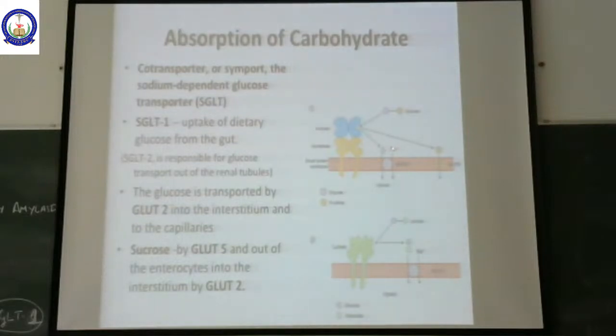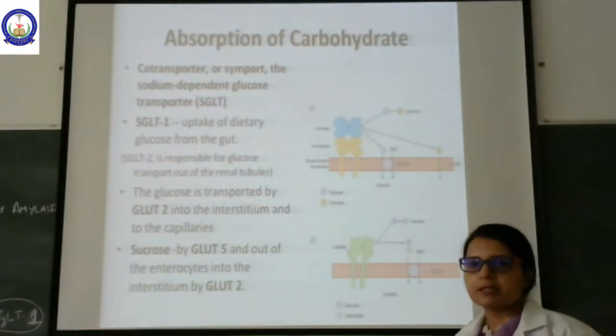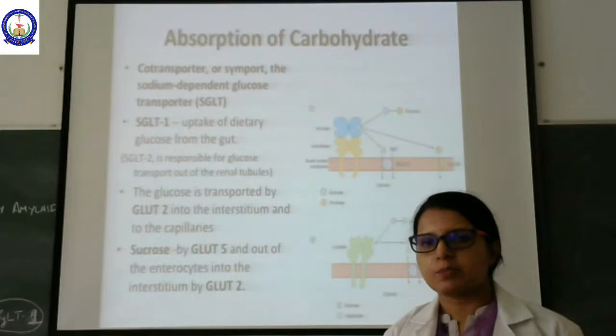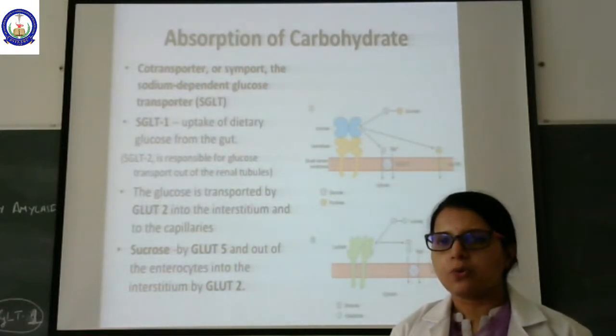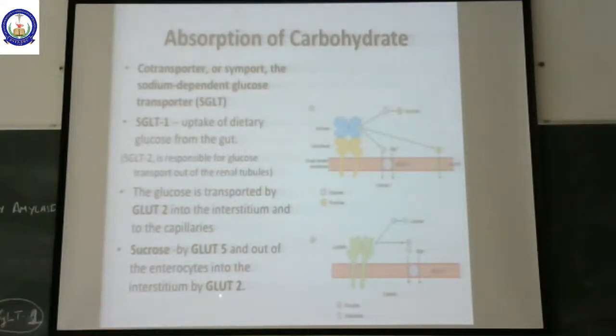So look at this. Here the sodium and glucose will bind to the protein and it will be transported inside of the enterocytes. And this glucose will leave the intestinal epithelial cell, the enterocyte, via one more glucose transporter protein, that is GLUT2. So please remember SGLT1, the sodium glucose transporter 1, and GLUT2, glucose transporter 2. They are required for the absorption of glucose.